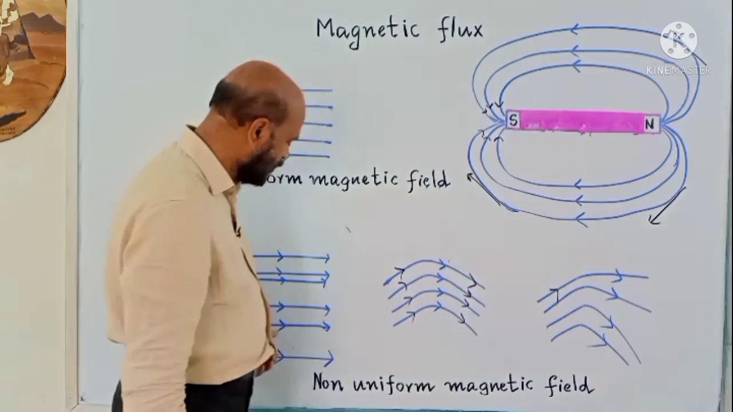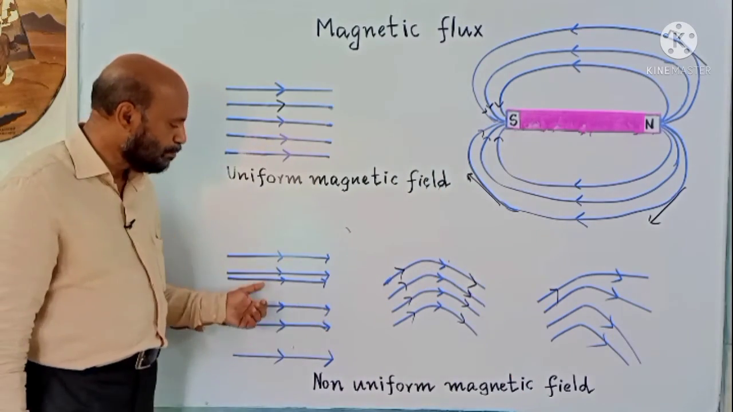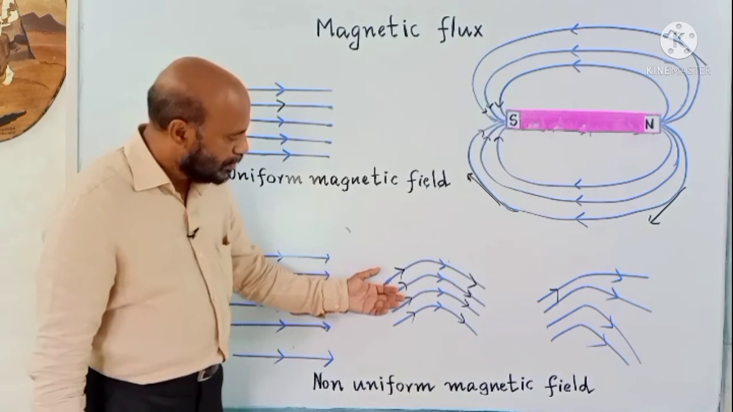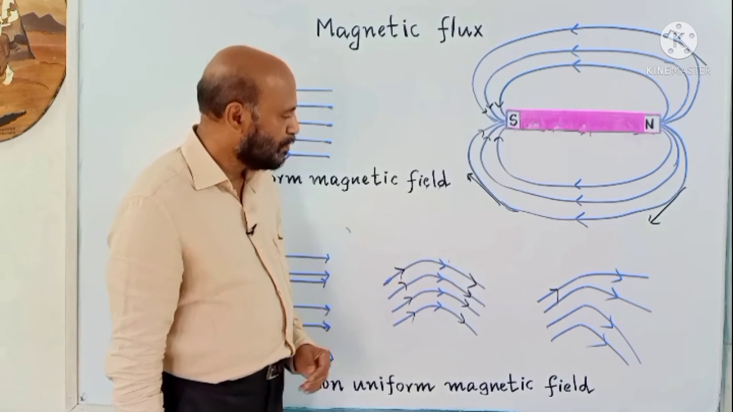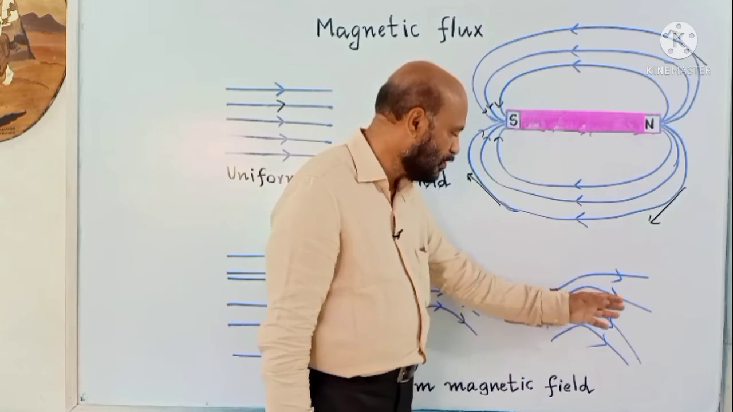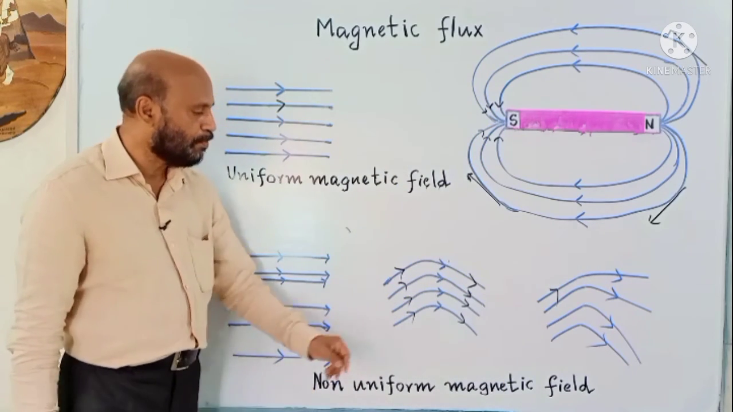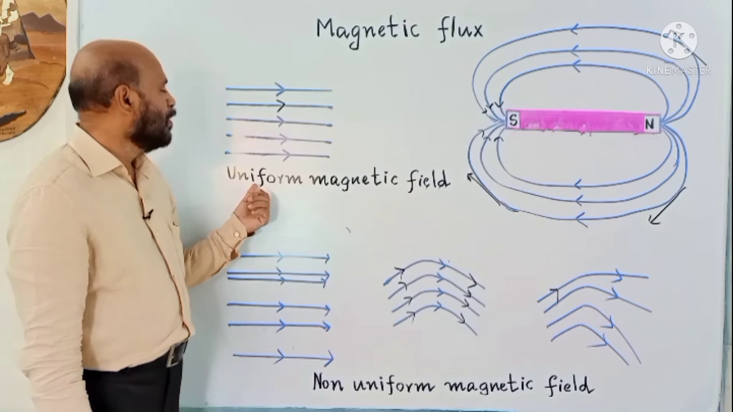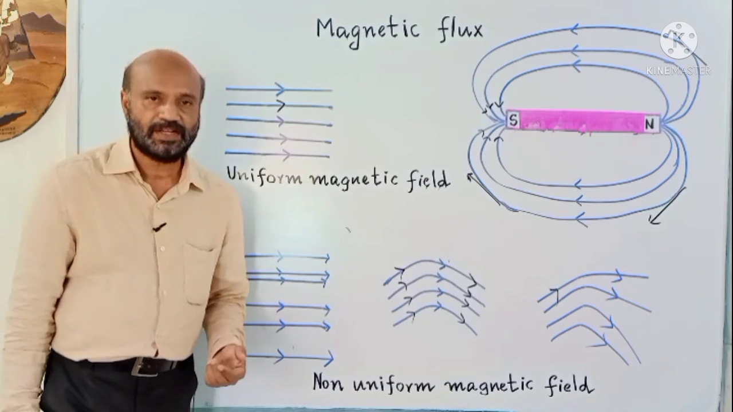So in this case, same direction but magnitude different. Here same magnitude but direction different. Here both direction and magnitudes are different. So these are all examples of non-uniform magnetic field, and this is a uniform magnetic field.